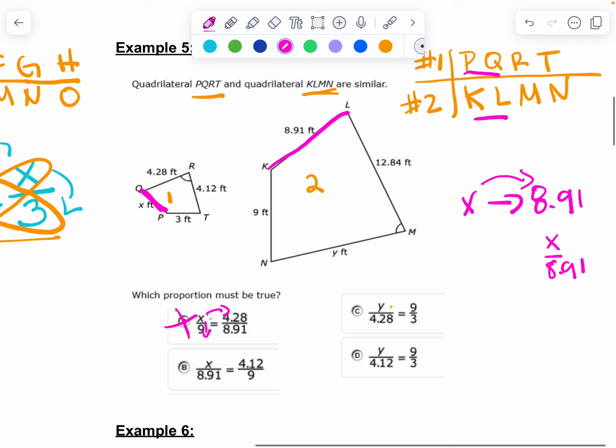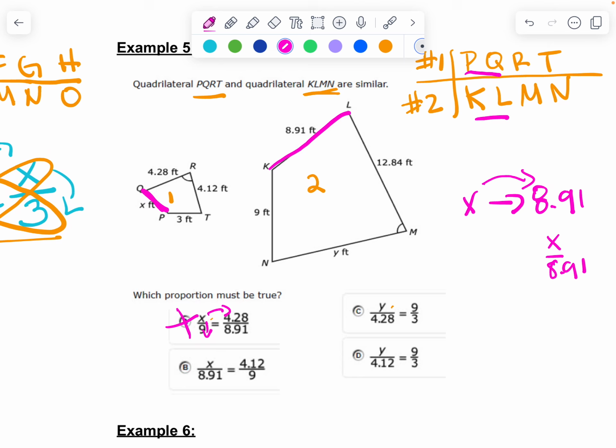Okay, here they do X. They do have X goes with 8.91 here. Okay, so then I have to see if this matches. So then I'm going to look at the 4.12. So 4.12 is R and T, goes with M and N. M and N. Okay, so 4.12 corresponds with Y. Is that what I have here? No. So then this one's not proportional.